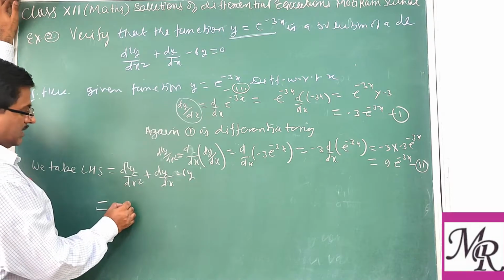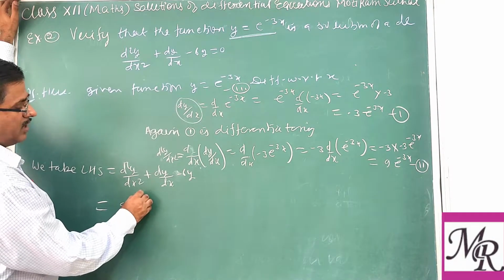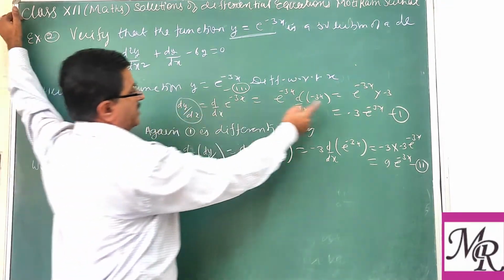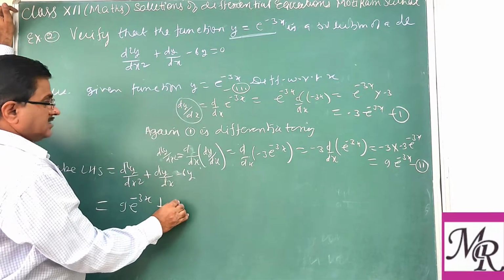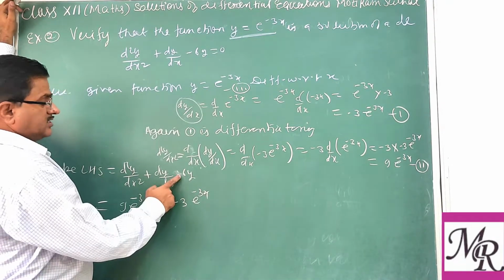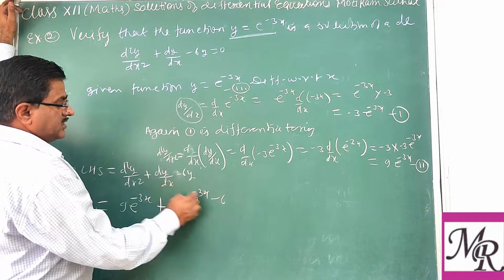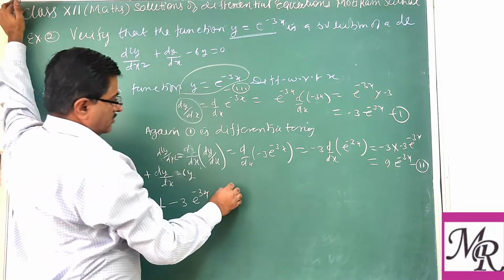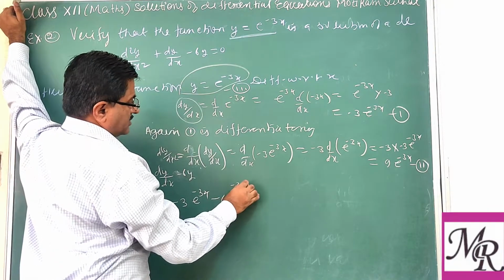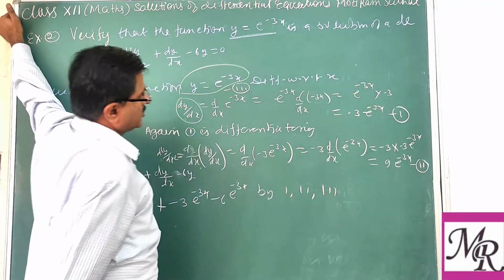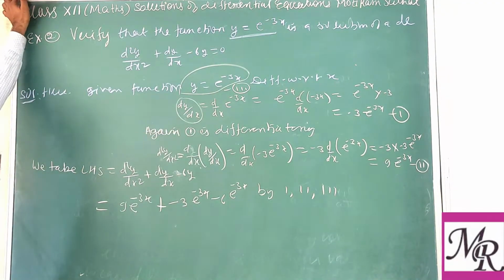So this is written as 9e^(-3x) plus dy/dx. The value of dy/dx is minus 3e^(-3x). Then minus 6, already minus 6 is multiplied with y. So y is e^(-3x). So you can write by equations 1, 2 and 3 by putting all the values.